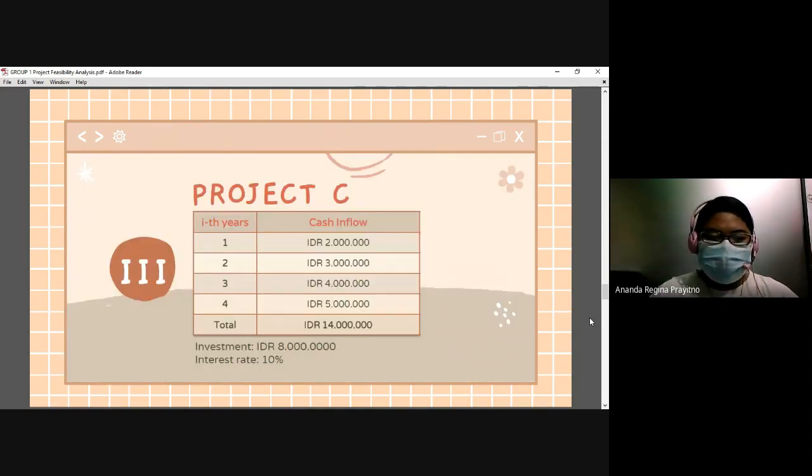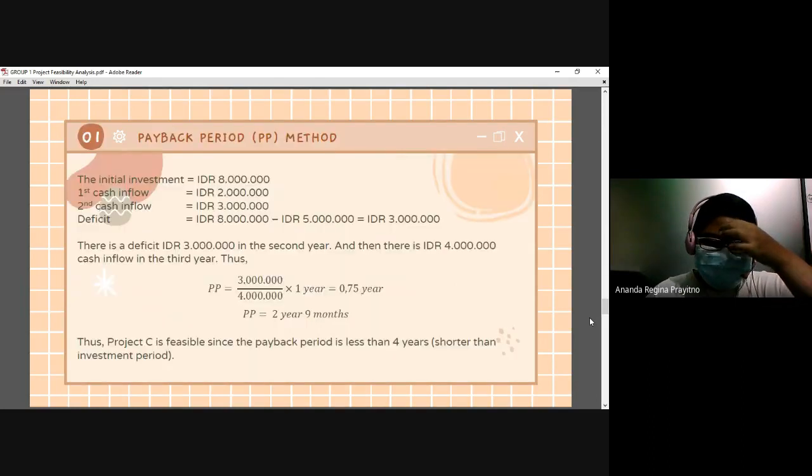This is for the last project, project C, as shown in the table. Okay, this is the payback period method. It's the calculation for the initial investment. The initial investment is 8 million, the first cash inflow is 2 million, and the second cash inflow is 3 million. We still have a deficit of 3 million in the second year, and then there is a 4 million cash inflow in the third year.